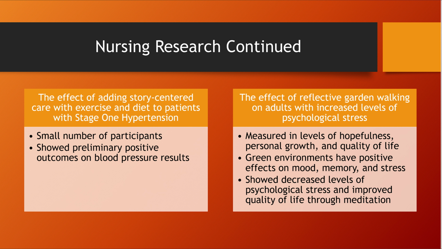Also, a study utilizing the story theory was performed on the effect of reflective garden walking on adults with increased levels of psychological stress. In this study by Ruth McCaffrey and Patricia Liehr, outcomes were measured in levels of hopefulness, personal growth, and quality of life. The study proposes that psychological stress can present in somatic ways, including fatigue, headache, and decreased immunity. Previous research studies have proven the benefits of exposure to a green environment and the positive effects on mood, memory, and stress levels. This particular study was performed over a period of 2 years, and the study goes into the specifics of how the participants were selected.